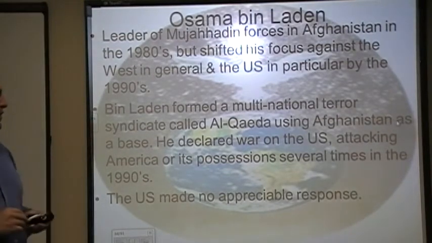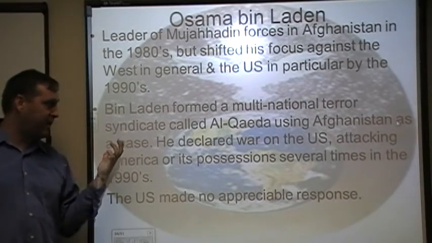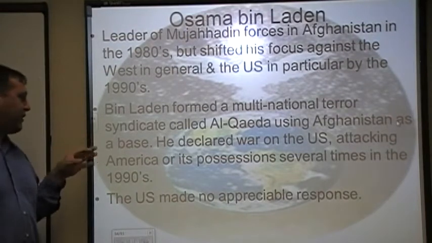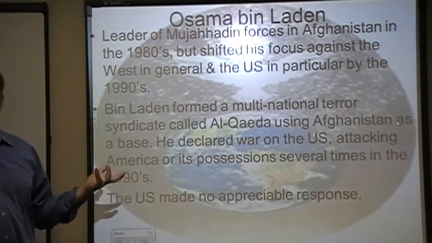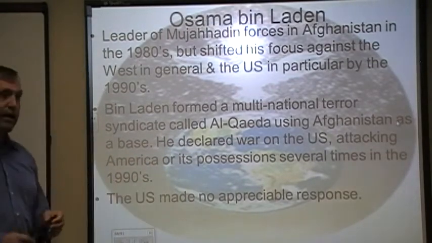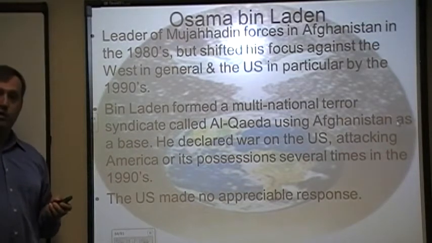He's going to refer to it often as the Great Satan, and you'll see that bin Laden is going to form this multinational terror syndicate called Al-Qaeda. It's going to be using Afghanistan and a number of other places as bases of operations, and he's going to declare war on the United States, attacking America or its possessions several times in the 1990s, and as you get closer to 2000, 2001, this is going to only escalate.